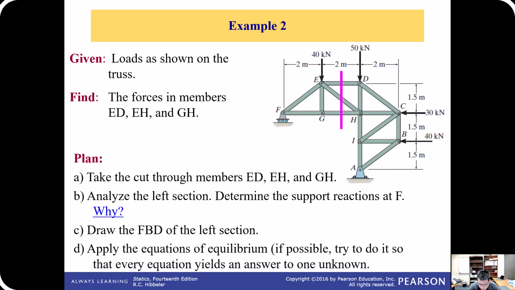If you don't trust this, you can work with your friends. Like you work on the left side, your friend works on the right side. Your answers should be the same. But people who choose to work on the right side will definitely spend more effort. Then draw a free body diagram of the left section and apply the equations of equilibrium.